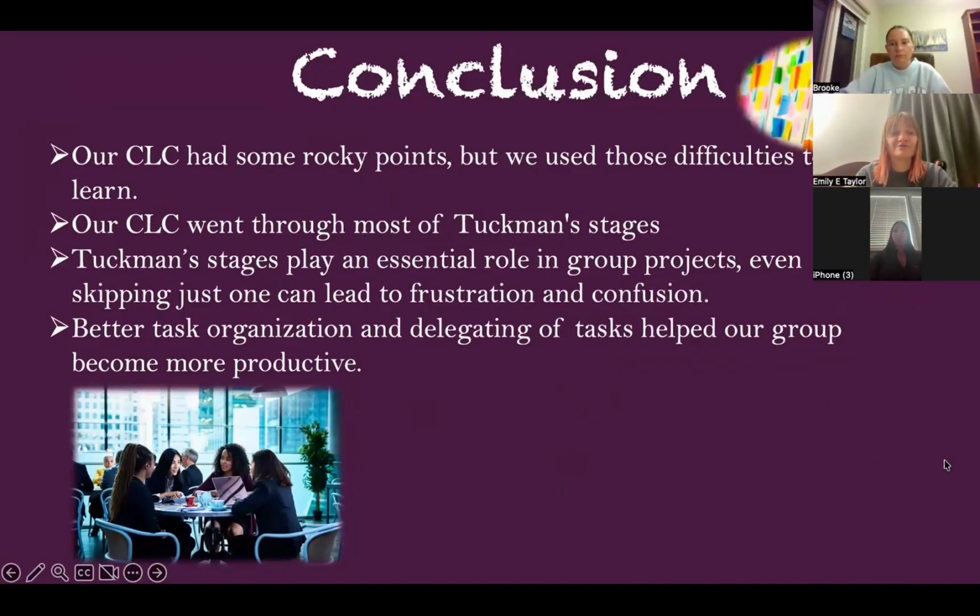So, in conclusion, our group had some rocky points, but we used those difficulties to learn. We went through most all of the stages that Tuckman had listed in his stages, and I think that throughout this time we were able to learn from our frustrations and confusions, and we have learned better task organization and the importance of delegating tasks, and how delegating those tasks and making sure we get our tasks done can help the group be more productive.